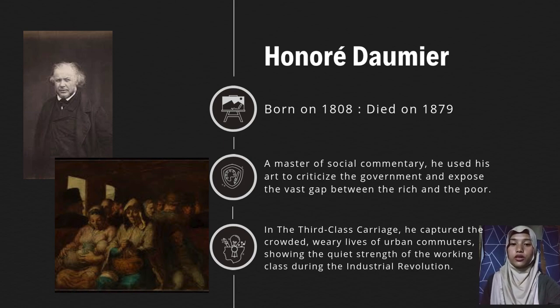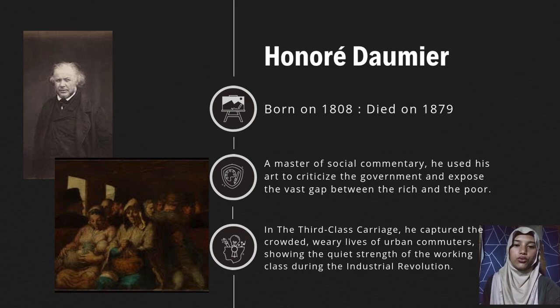Now, let's move on to Honoré Daumier. He was born in 1808 and died in 1879. Daumier was known for his art to criticize society, especially the government. He wanted people to see the inequality between the rich and the poor. One of his works is The Third Class Carriage.